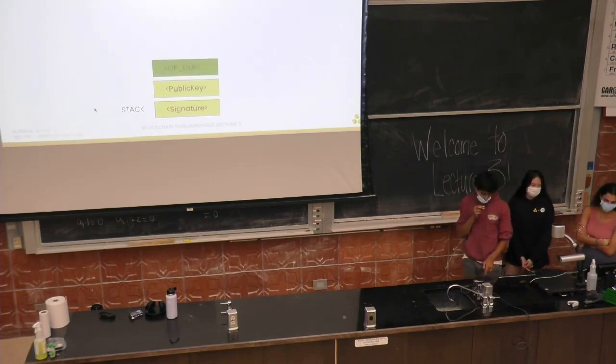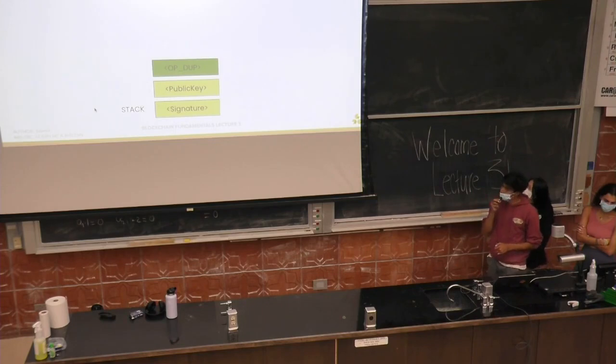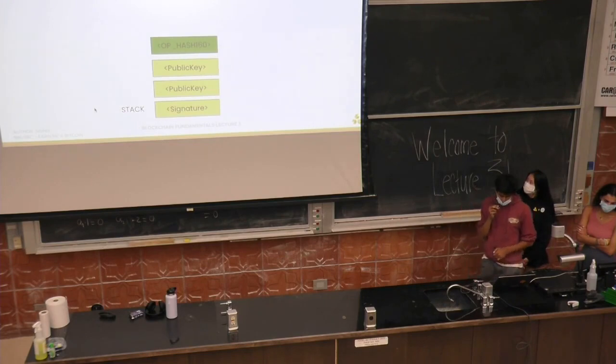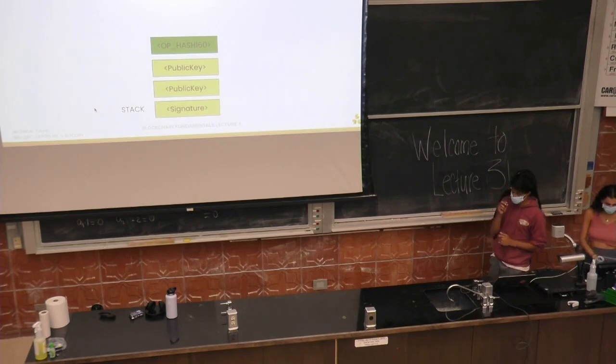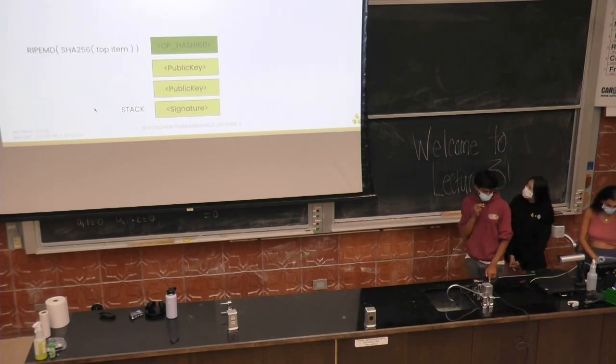And then the next operation we have is called OP_DUP. What it'll do is duplicate the item below it on the stack. So now we'll see that we have two duplicated public keys, and we've pushed the next operation on the stack, which is OP_HASH160. That'll go ahead and perform our hashing for us. So it's RIPEMD, then SHA-256 on the top item. That's what OP_HASH160 stands for.